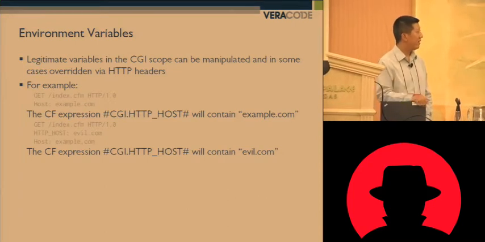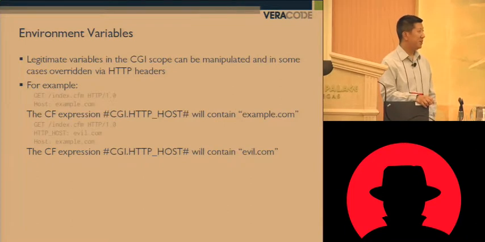So for example, CGI.httphost in a normal request is going to contain whatever's in the host header. But if you provide a host header and an HTTP header that's actually called HTTP host, that will override the value of CGI HTTP host, and it will actually contain, in the lower code snippet there, evil.com instead of example.com. I have no idea why they allow you to do that. There appears to be no defensible reason for allowing you to overwrite CGI variables, but there you have it.